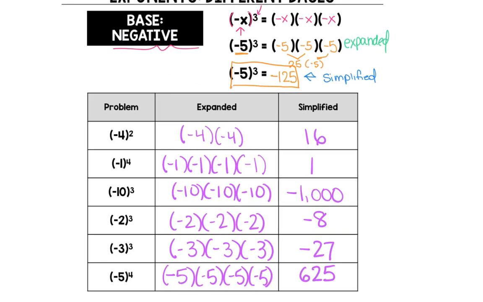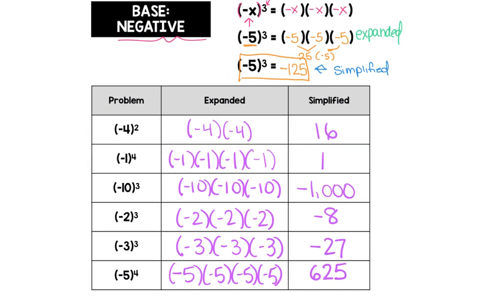Here are the answers. It's a good thing to note that when the exponent is even, your answer is going to be positive when there is a negative base. When the exponent is odd, you're going to have a negative answer when it's simplified.